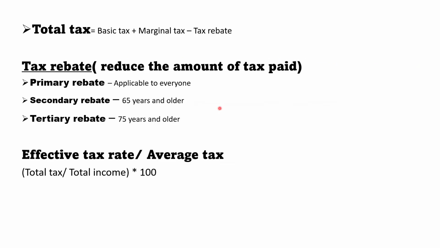How to calculate total tax? You say basic tax plus marginal tax minus the tax rebate. So the tax rebate reduces the amount of tax that you pay. And we have the primary rebate, which is applicable to everyone. We have the secondary rebate, which is applicable to people that are 65 years and older. We have the tertiary rebate, which is applicable to people that are 75 years and older. Effective tax rate. They can also ask you to calculate the effective tax rate, or the average tax, which you get by saying the total tax divided by the total income.